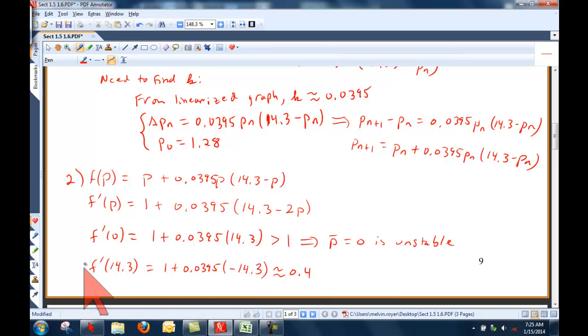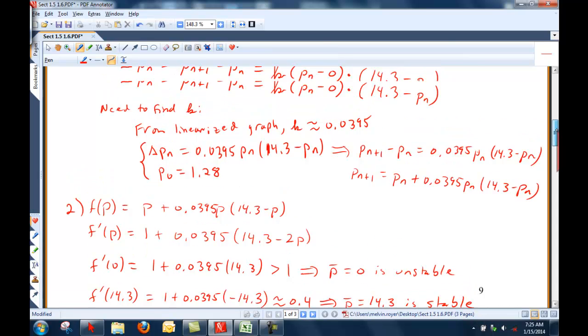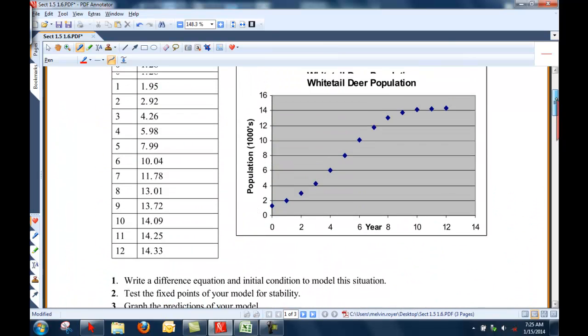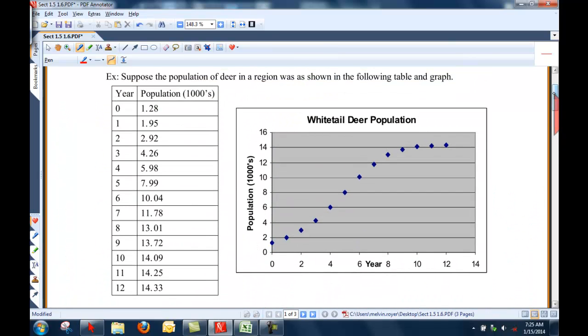I do need to talk about the magnitude here, so I was worried a little bit about whether I would go below -1 in magnitude. I don't. This is about the correct number, and so p bar equals 14.3 is stable. Theory agrees with what I already suspected, or at least hoped.